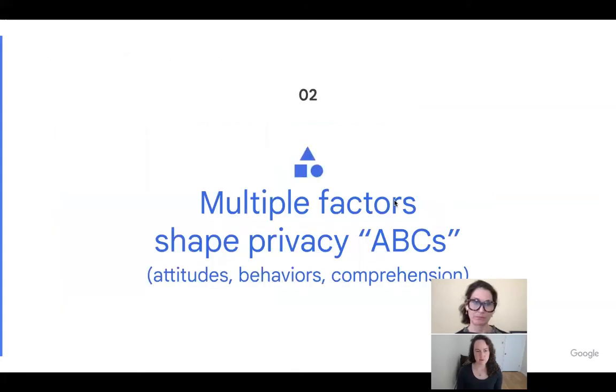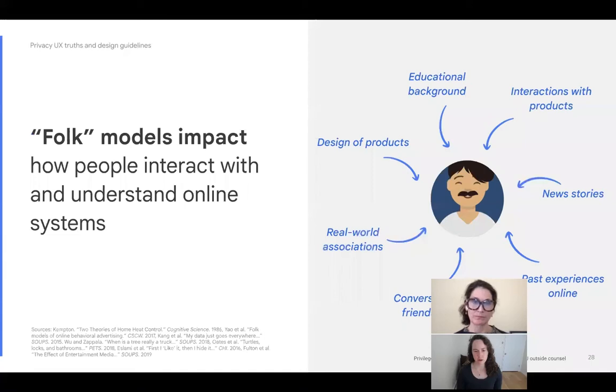So the next thing we see is that multiple factors shape privacy attitudes, behaviors, and comprehensions. Folk models are an example of mental models, which are simplified representations of complex systems that people develop to explain what's going on around them. For example, we know that almost all users won't have a full understanding of how the internet works or how Google systems work. Their mental models emerge from a combination of how we design our systems, as well as societal factors like past experiences online or conversations with others.